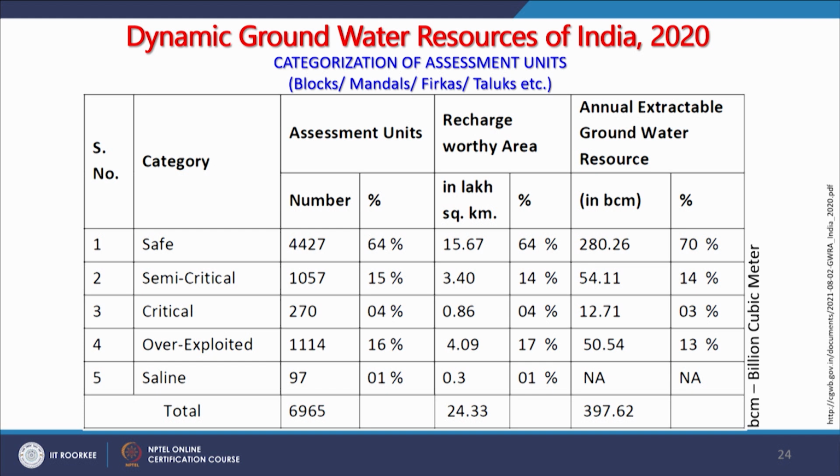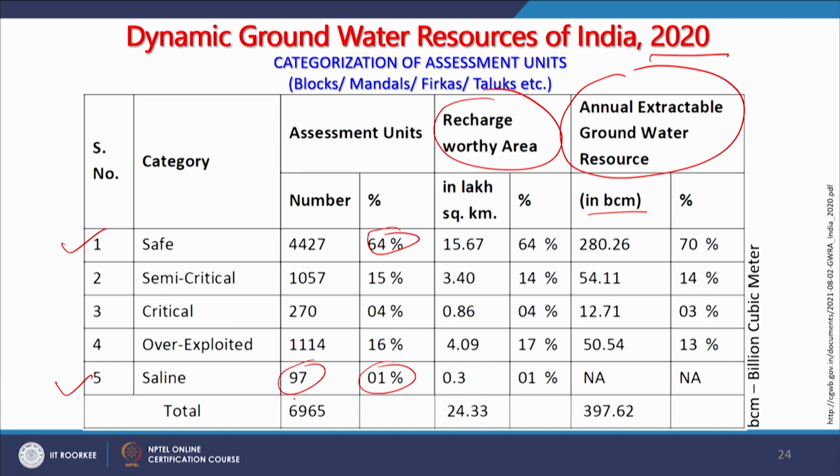Now, there are some other data sets also available about the dynamic groundwater resources of India, again 2020, from the Central Groundwater Board, and these values are in million cubic meter. If we see different assessment units, recharge worthy area and annual extractable groundwater resources, how much percentage is there? We have 64% which is safe, and if I look at the other extreme, which is saline, 1% of the assessment areas are saline.